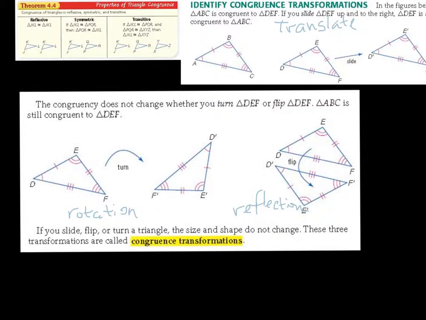The congruency does not change whether you turn triangle DEF or flip triangle DEF. ABC is still congruent to triangle DEF. And a turn, in your Algebra 1 book, the better term was rotation, and instead of flip in the Algebra 1 book, the better term was reflection. If you slide, flip, or turn a triangle, the size and shape does not change. These three transformations are called congruence transformations.